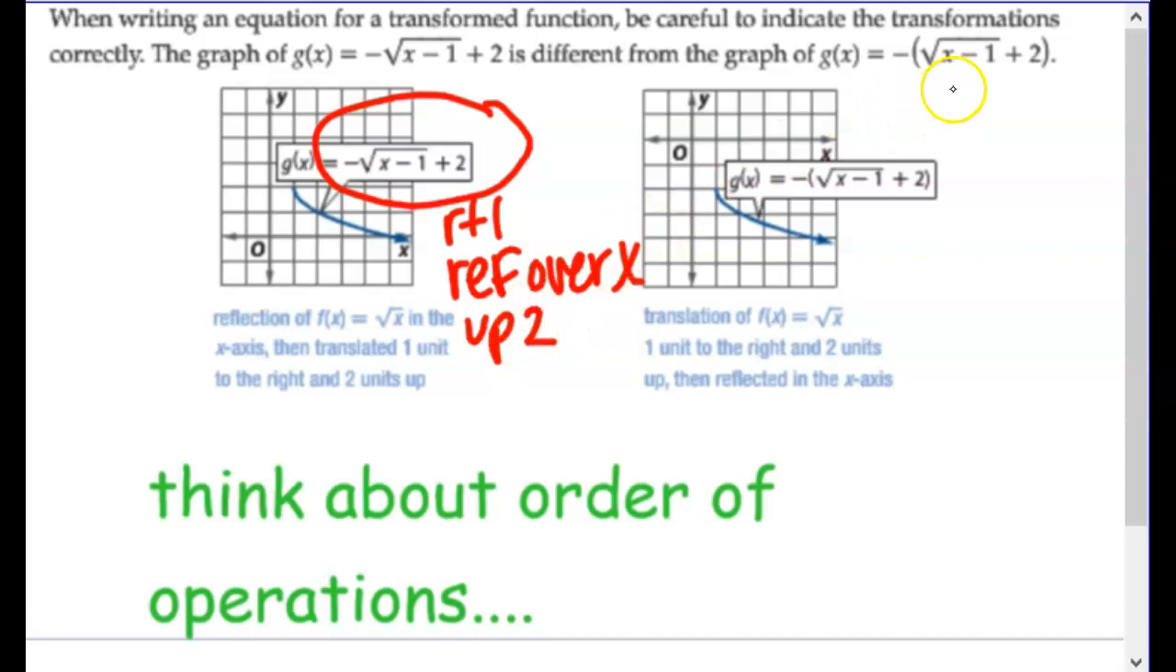Okay? It's different than if you said that reflection last. Do you see where it ended up, guys? Ended up at 1, 2. Okay? If you said, I'm going to shift it right 1 and up 2 and then flip it across the x-axis, it ends up down here at 1, negative 2. It matters the order you explain the transformations in is what I'm trying to get across here.